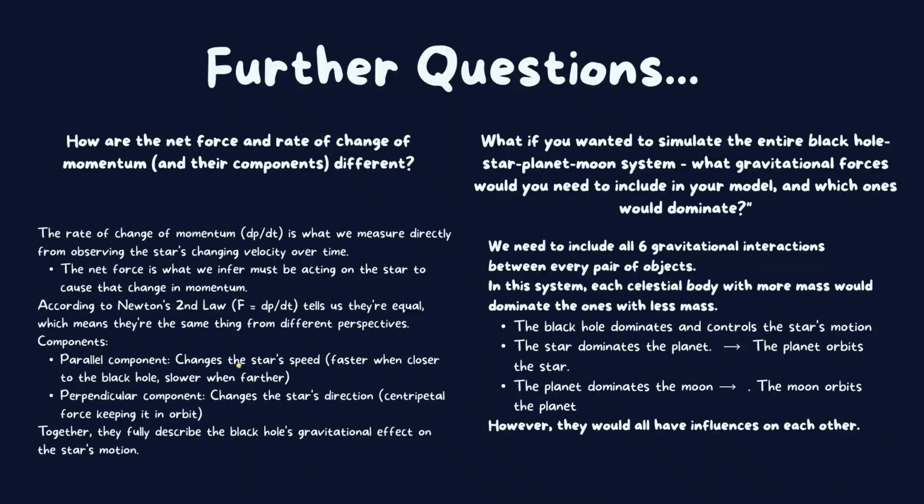or coding precision. So some further questions to ask is firstly, how are the net force and rate of change of momentum and their components different? Well, they're essentially the same thing, but describing different perspectives. The rate of change of momentum is what we measure directly from observing the star's change in velocity, and that is, according to Newton's second law, equal to net force, which means they're the same thing from different perspectives. And then we can divide the net force into parallel and perpendicular components.